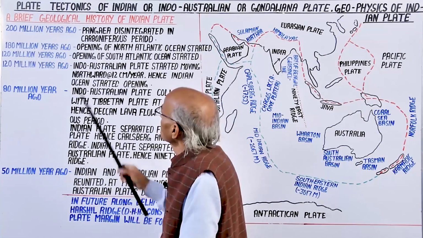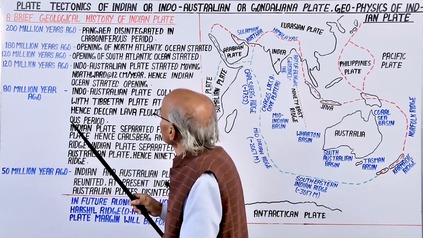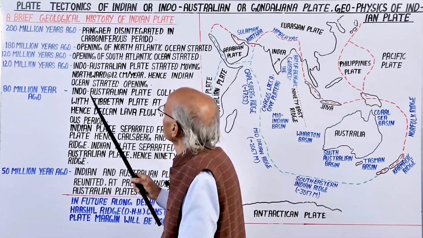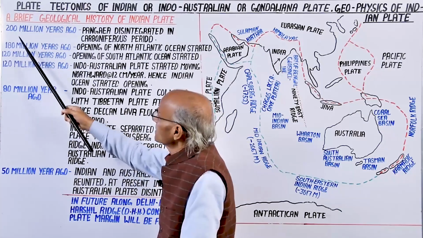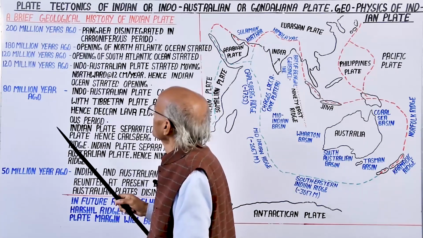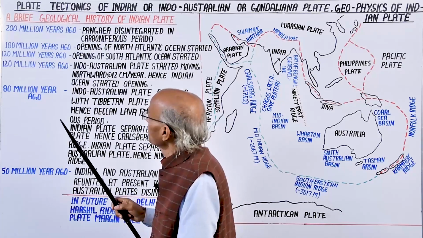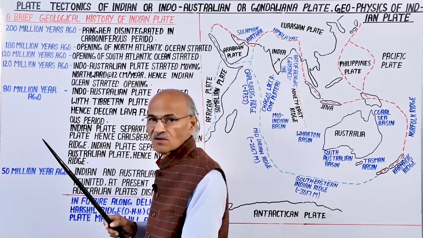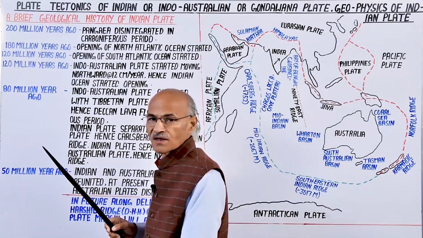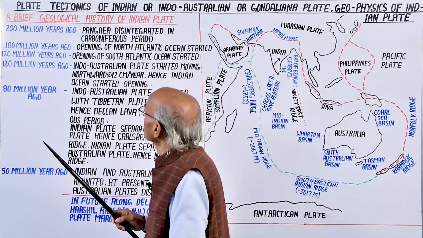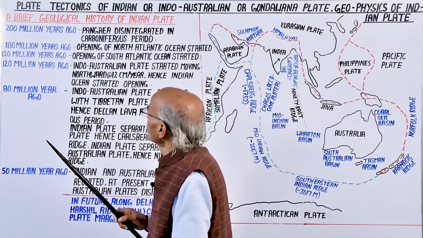In the Carboniferous period, Pangaea, a composite land including Angara land and Gondwana land, was disintegrated. You will remember that this was 200 million years back. The forces breaking Pangaea into two parts, Angara land and Gondwana land, were two: number one, the hot spot in the mantle, and number two, Euler motion.